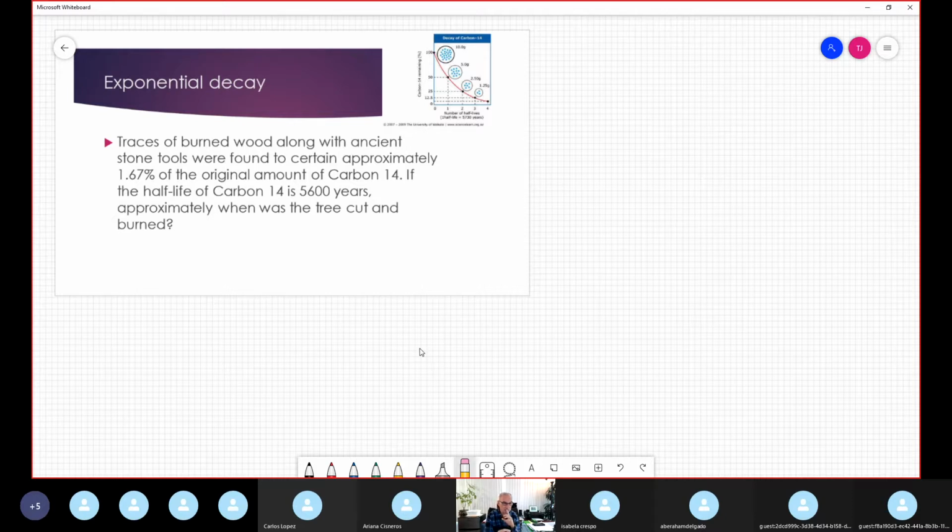So in this problem, traces of burned wood, along with ancient stone tools, were found to contain approximately 1.67% of the original amount of carbon-14. This is the amount of carbon-14 that the detector, this instrument, detects in this wood. If the half-life, what is that?